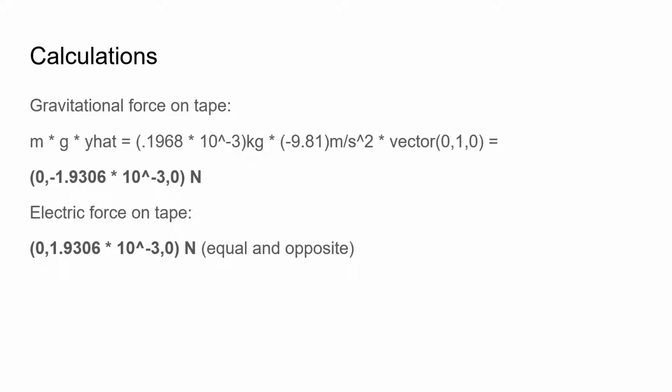So here we calculate the gravitational force acting on the tape, which is just the product of mass, the acceleration due to gravity, and the direction y hat. And that gives us vector negative 1.9306 times 10 to the negative 3 newtons in the y-hat direction. And then the electric force on the tape is just equal and opposite to that, due to Newton's third law. So the same force, but pointing in the positive y-hat direction rather than the negative.